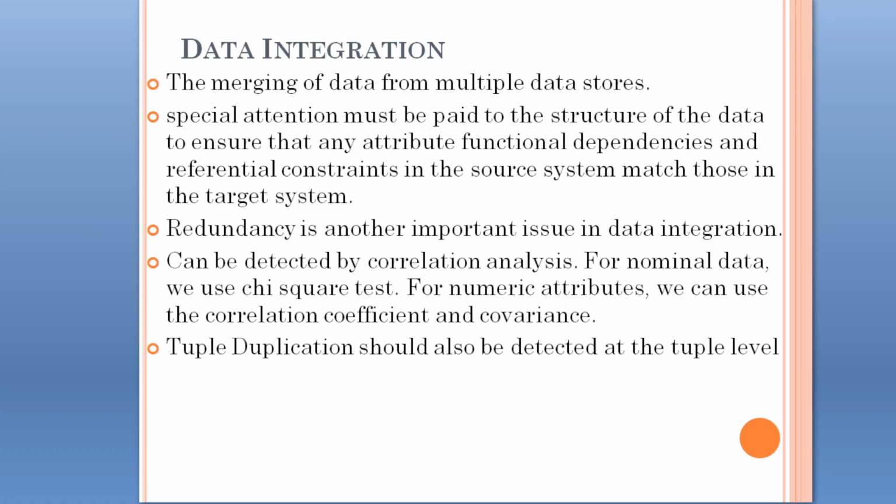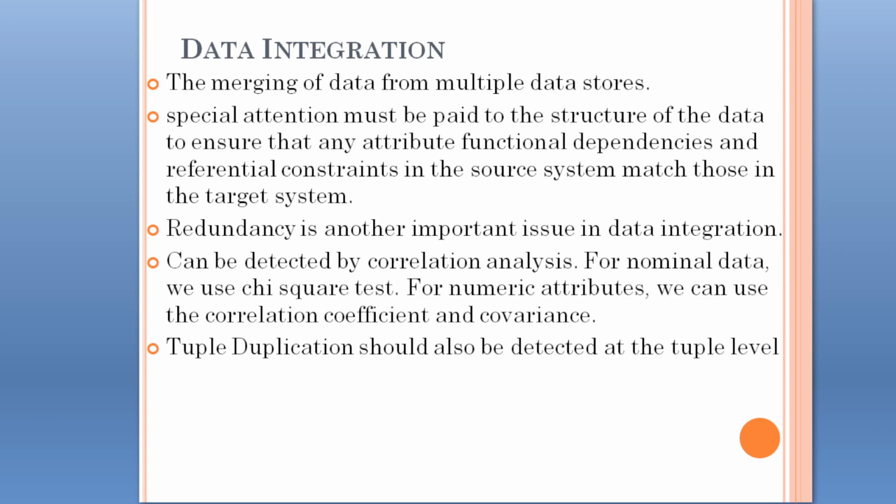For nominal data, we use the chi-square test. For numeric attributes, we can use the correlation coefficient and covariance, both of which assess how one attribute's values vary from those of another. Tuple duplication is also checked. In addition to detecting redundancies between attributes, duplication should also be detected at the tuple level, where there are two or more identical tuples for a given unique data entry.